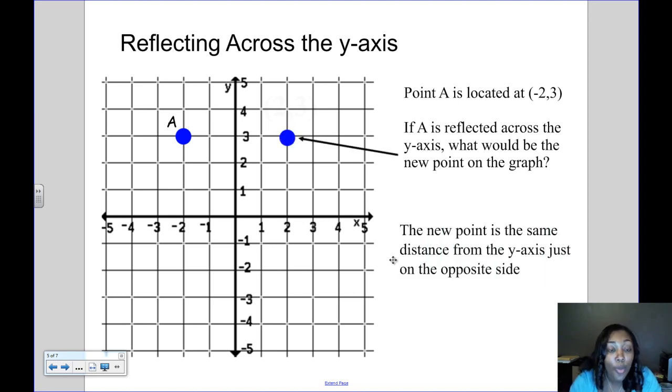So again, the new point is the same distance from the y-axis. So right now, point A was 2 to the left of the y-axis, and our new point A is now 2 to the right of the y-axis.